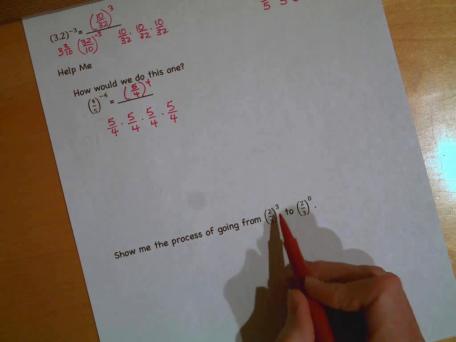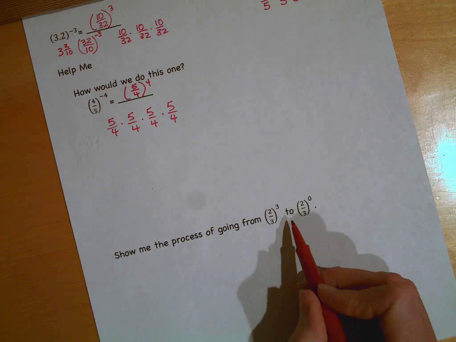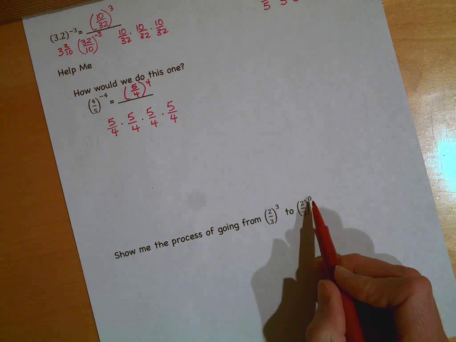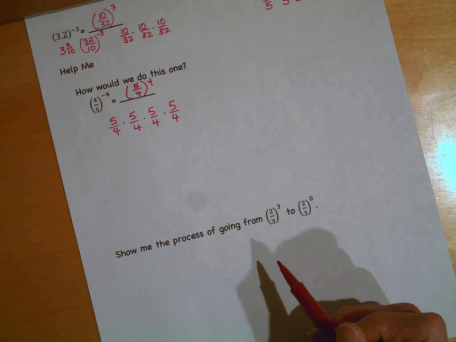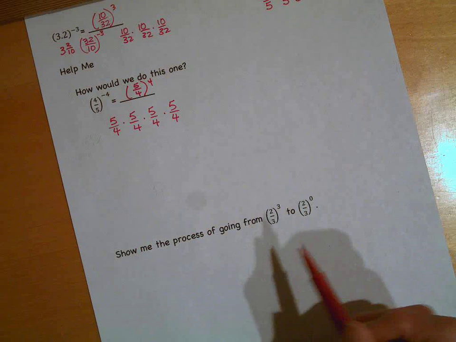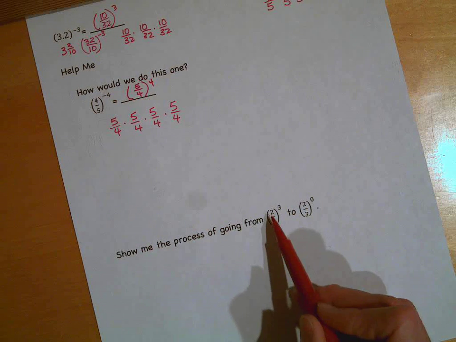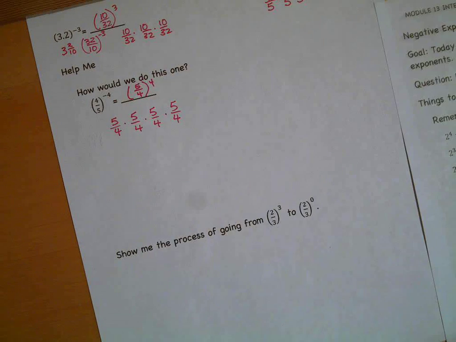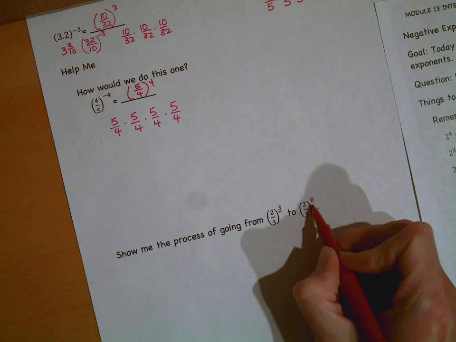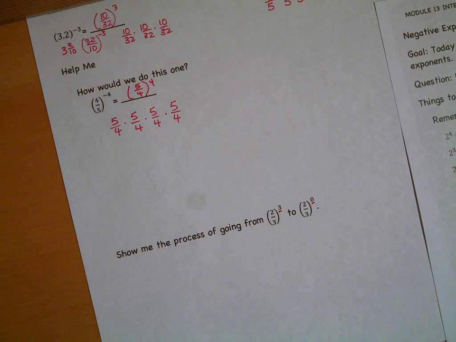Last one, show me the process of going from 2/3 to the 3rd power down to 2/3 to the 0th power. So we did this one in our last lesson where you had to take 10 to the 6th power down to 10 to the 0th power. This time I want to see if you can do it when your base is a fraction. So just remember the pattern, setting up your pattern like this, and go from the 3rd power down to the 0th power and see what you come up with. Okay, so I'll be looking for that when we do TLC check.